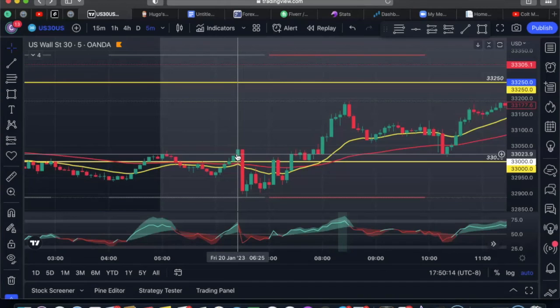And I'm telling you guys right now, timing is so important with US30. You need to make sure you're trading at the right time.